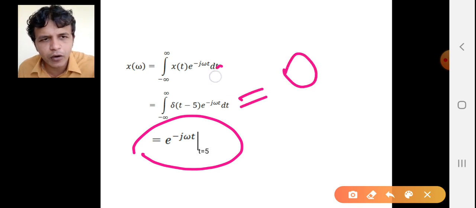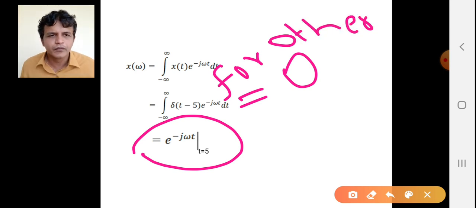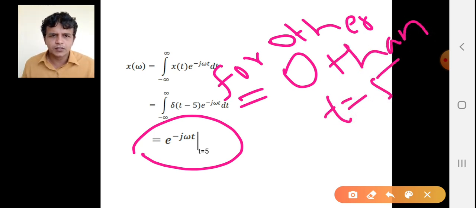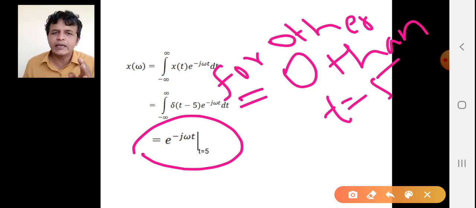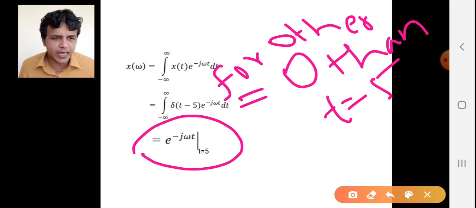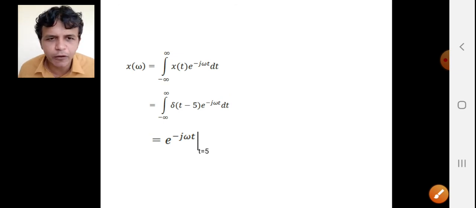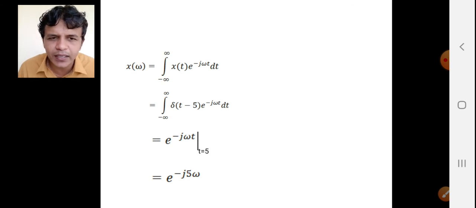So this is for other values. For other than t equal to 5 we will be getting 0, and only at t equal to 5 we will be having the signal. So for an impulse signal alone, we do not have to go for integration. We can directly write this e power minus j omega t at t equal to 5, replacing the value of t as 5. So we will be getting the frequency domain signal as e power minus j5 omega.